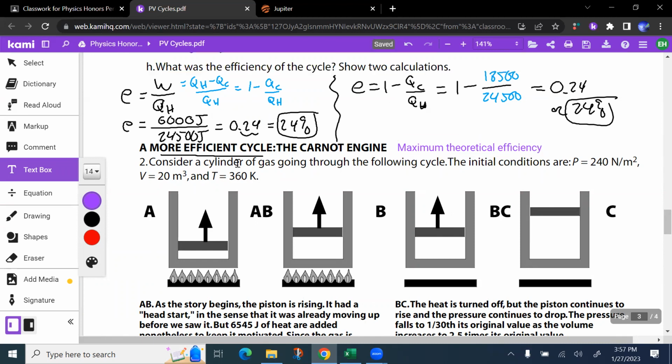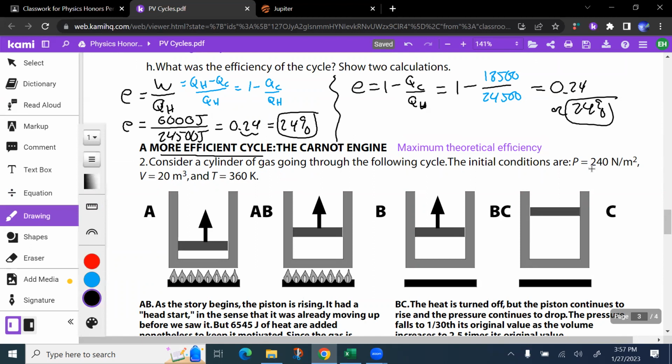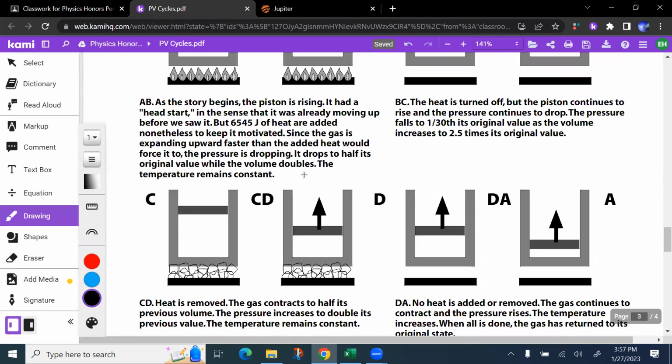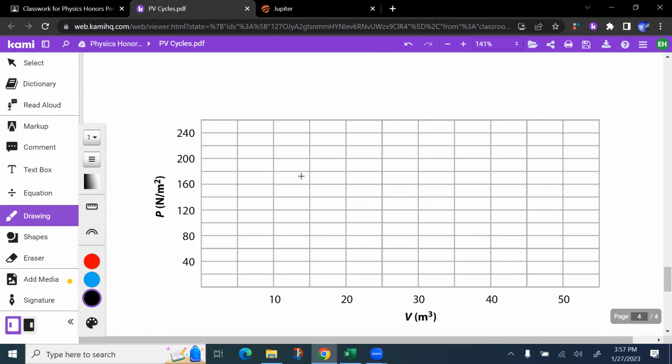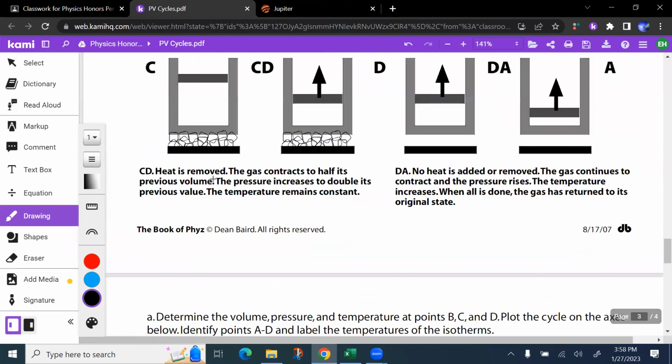So consider a cylinder of gas going through the following cycles. The initial conditions are 240 newtons per square meter, 20 cubic meters, 360 Kelvin. We're going to start by plotting those, by the way. Plot 240 and 20 on this graphic. So 240 and 20 would be right here. That's our initial condition, which we're going to call A. All right, so now let's read what happens.